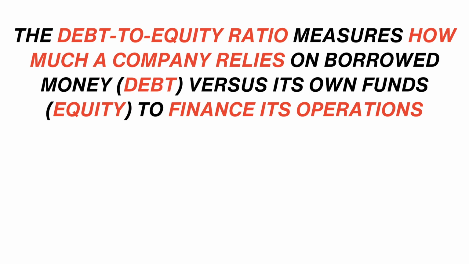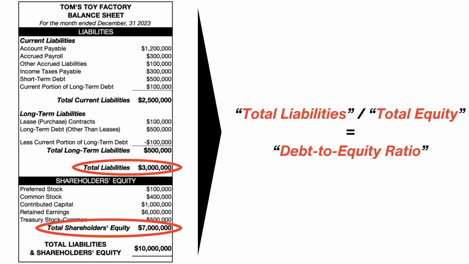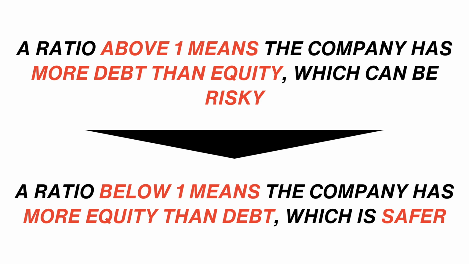The debt to equity ratio measures how much a company relies on borrowed money versus its own funds to finance its operations. It shows how risky or safe the company's financial situation is. The debt to equity ratio is calculated by dividing its total debt by its total equity. A ratio above 1 means the company has more debt than equity, which can be risky. A ratio below 1 means the company has more equity than debt, which is safer.